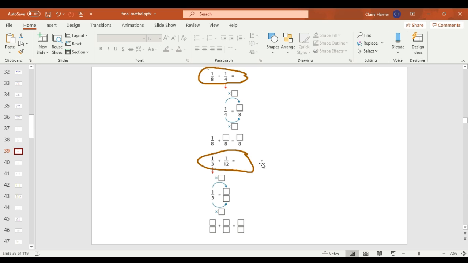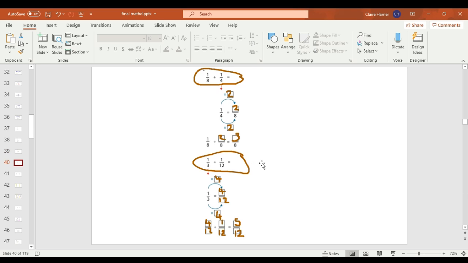Right, let me reveal. There's my working. So 1/4 is the same as 2/8. So the answer to that question is 3/8. 1/3 is the same as 4/12. So the answer to this question is 5/12.